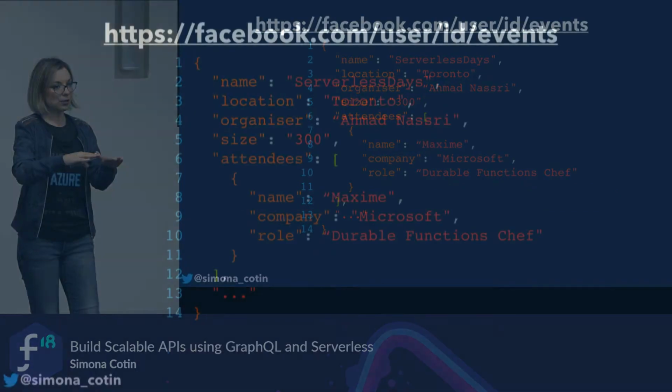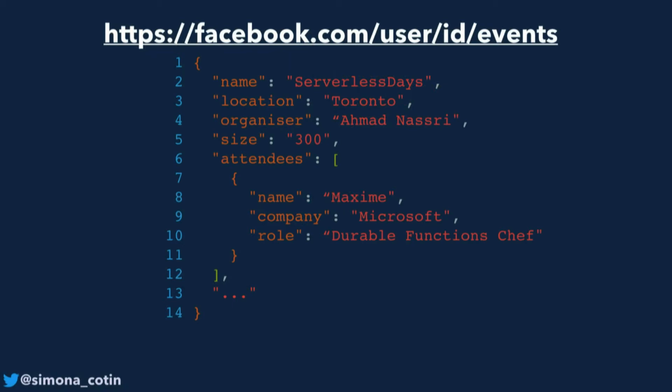And diving deeper into the list of events, we would probably get an array with events that look like this. This is a JSON object that contains the name of the event that we're attending, the location, the organizer, thank you, Ahmad, the size of the event, the list of attendees, a lot of information, right? This is the typical information that you would get for an event.